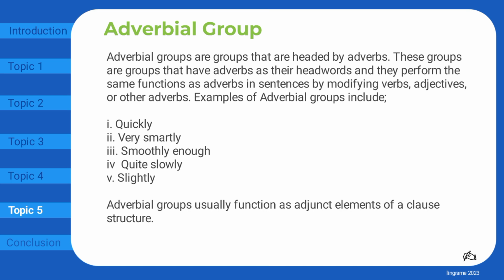Adverbial group. Adverbial groups are groups that are headed by adverbs. These are groups that have adverbs as their head words, and they perform the same functions as adverbs in sentences by modifying verbs, adjectives, or other adverbs. Examples of adverbial groups include quickly, very smartly, smoothly enough, quite slowly, slightly. Adverbial groups usually function as adjunct elements of a clause structure.